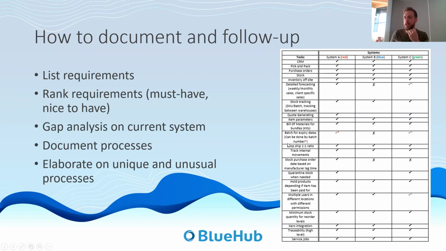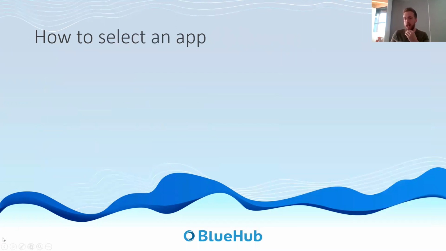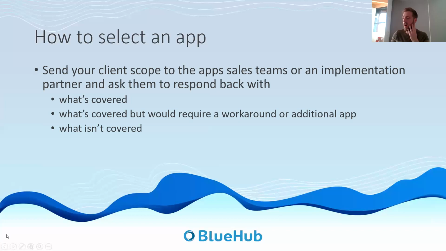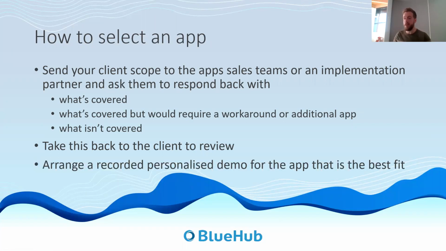Okay. So next, how to select an app. So as I've said, send that off to the sales teams or an implementation partner. Ask them to respond back. Anyone who's an implementation partner like ourselves, they're going to work with multiple systems. So usually they'll want to have a chat, get to know the detail a bit more and kind of isolate one of those systems and then give you a comparison of that one system. And let them give you any workarounds that will be required for any features that aren't covered or that are partially covered.